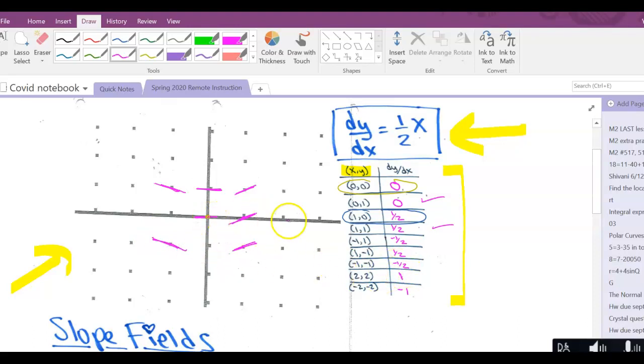2, 2, 1, 2, 2, 2. Okay, at 2, 2, the slope is 1. It's a little deeper, right? I want to make sure that visually I'm paying tribute, negative 2, negative, with relative accuracy.